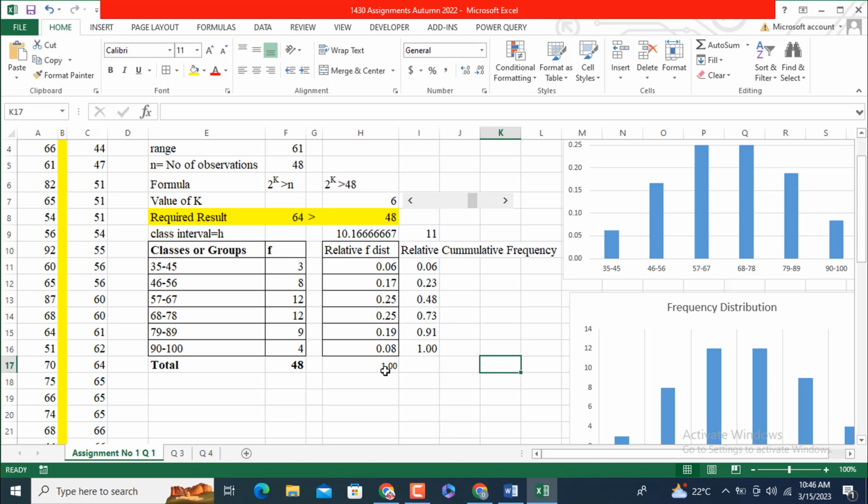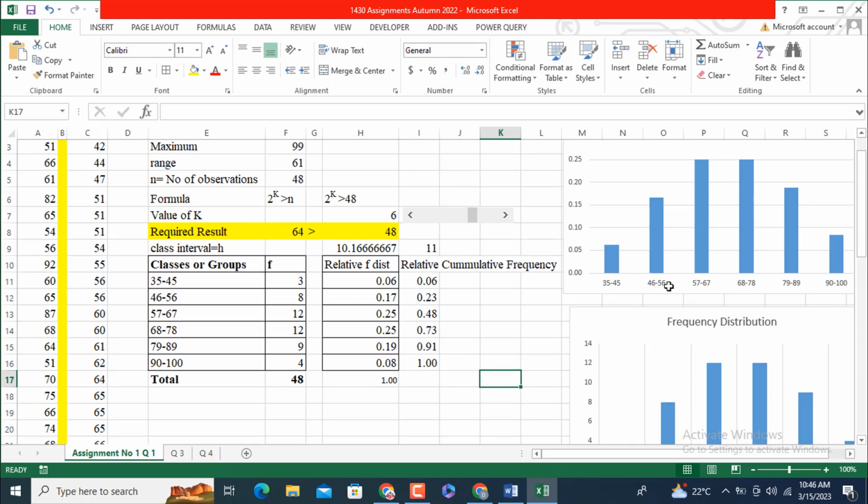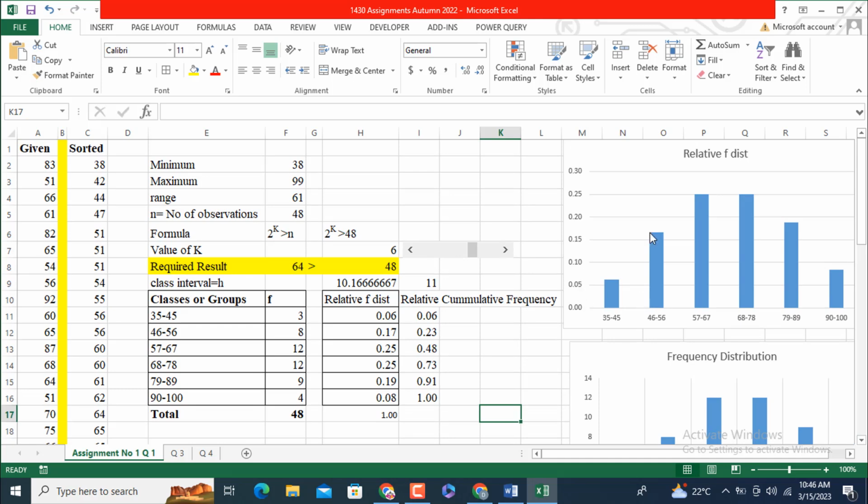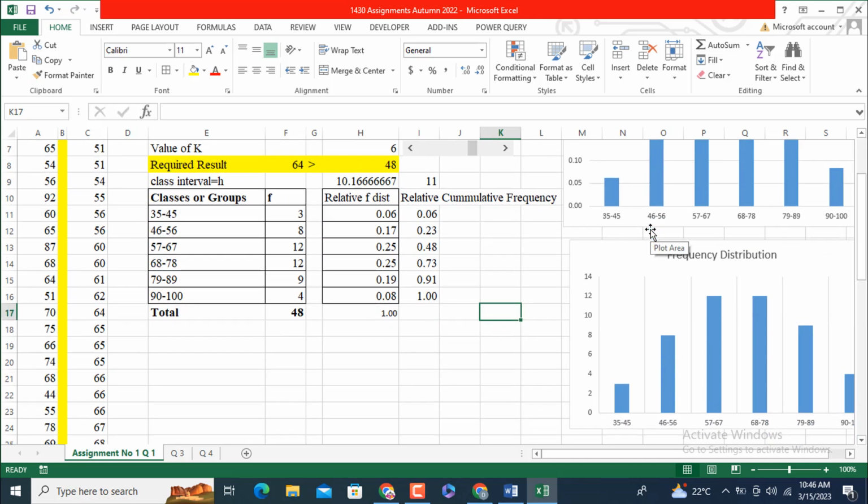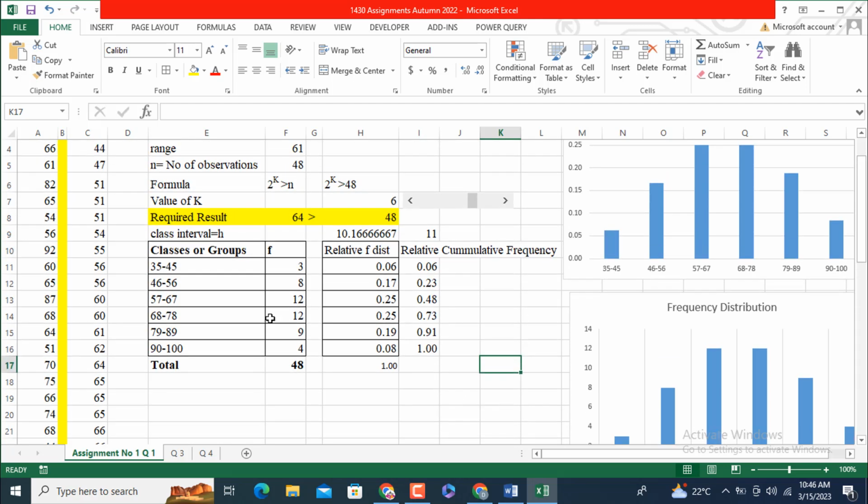There is no need to add a graph here. I already added a graph here for better understanding. So here your question is finalized.